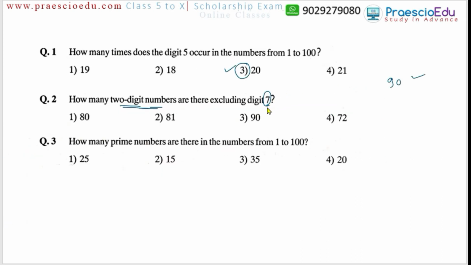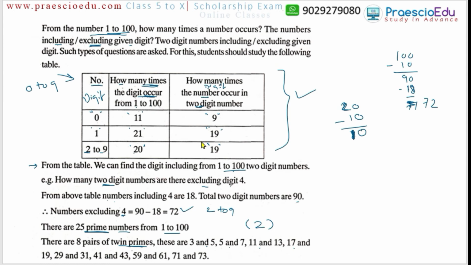Now, in a question asking about excluding the digit 7, we earlier saw how many such numbers there are among the 2-digit numbers, from 2 to 9, with 7 also included, so there are 19. But if we look at the 2-digit numbers, how many times does 7 occur?